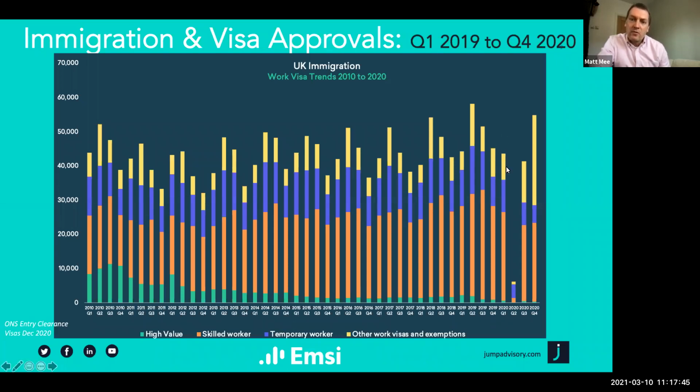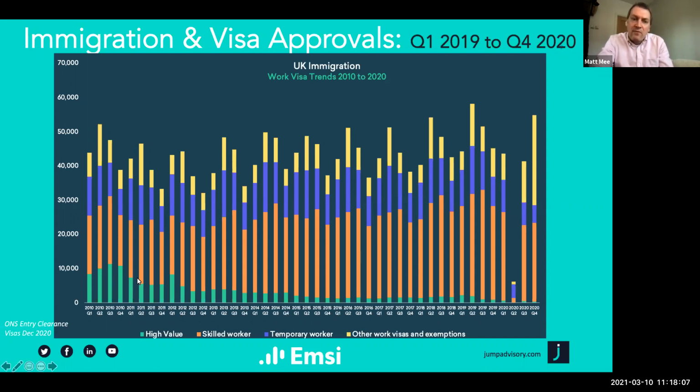What happened in lockdown is obviously in that particular period in Q2 2020, an absolute shutdown on visas pretty much, and you can see that across the board. Unprecedented in history that would happen, for obvious reasons. But then if you look across the board, obviously that's picked up a little bit here.